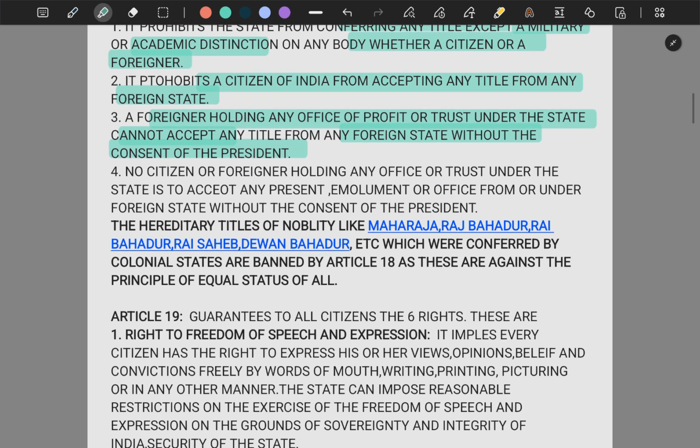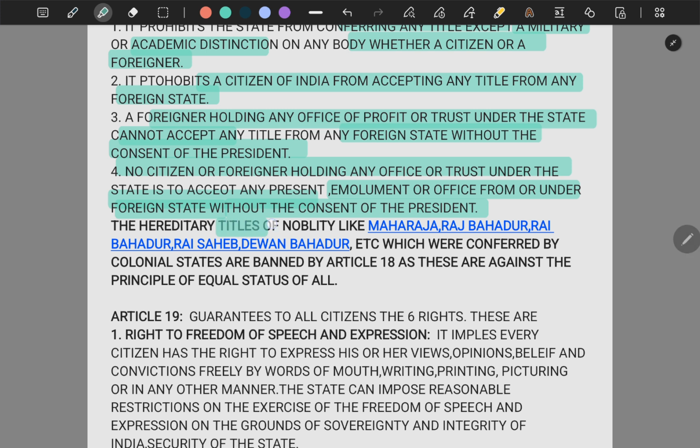So no citizen or foreigner holding any office of profit or trust under the state is to accept any present, emolument, or office from another foreign state without the consent of the president. They cannot even accept gifts or payments without the consent of the president.